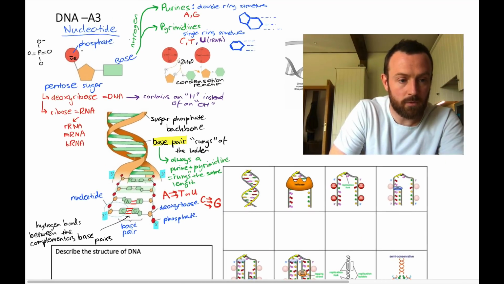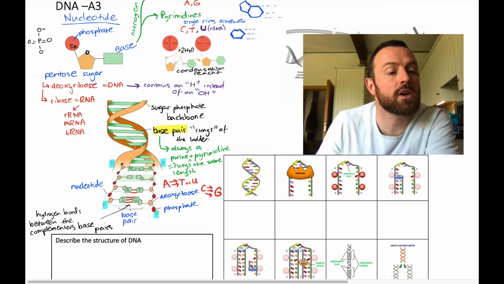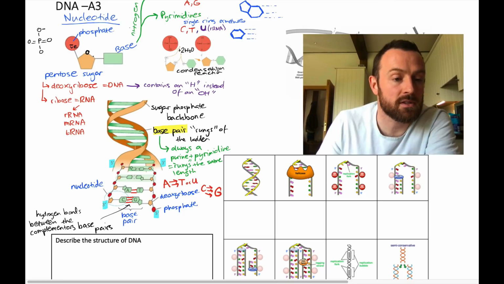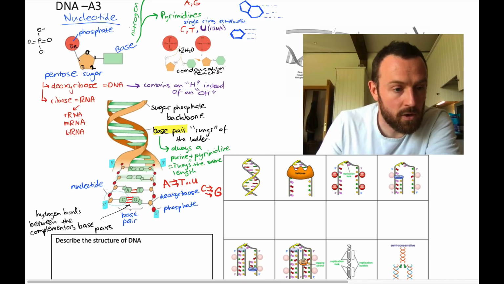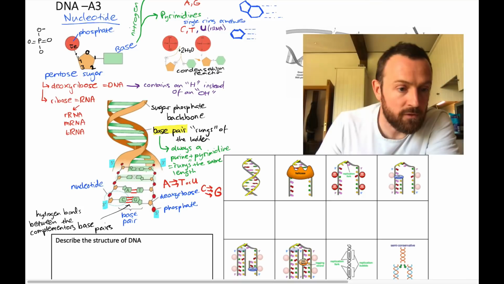Zoom in a tad more. The pentose sugar, a bit like glucose, has an oxygen in the ring, and then we go round the ring and we number the carbons like so. So this would be carbon 1, this would be carbon 2, this would be carbon 3, this would be carbon 4, and actually carbon 5 is right here, halfway between the phosphate group.